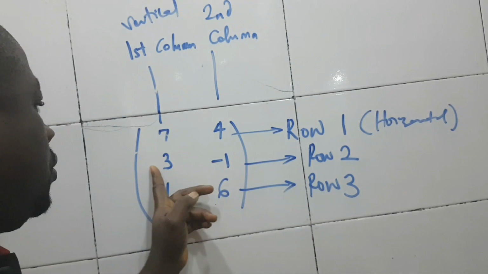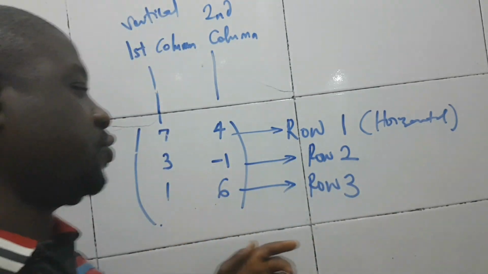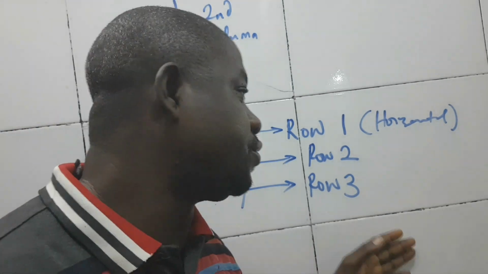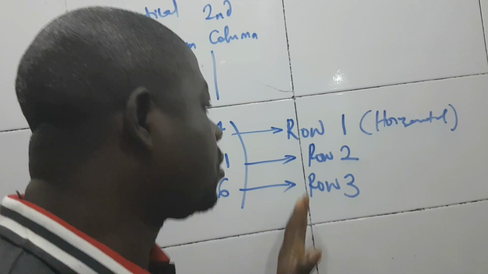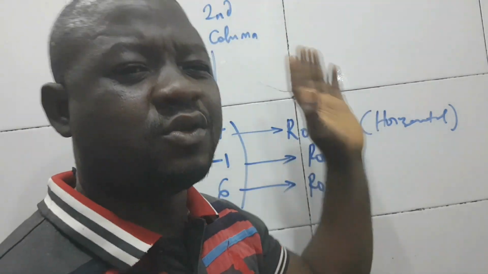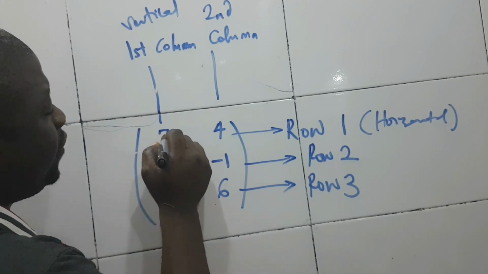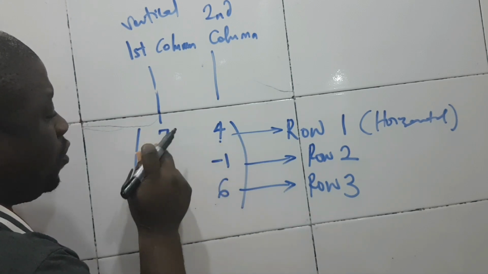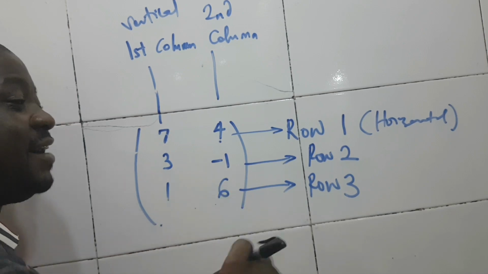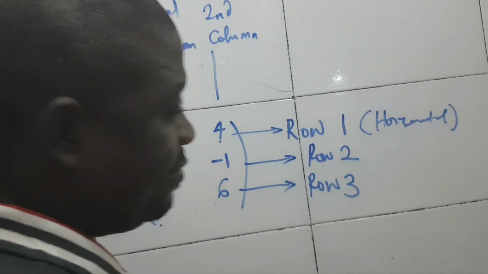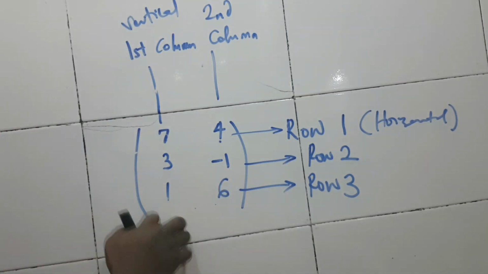First row, second row, third row. If I have more than that, fourth row, fifth row. So the same way, first column, second column, it can be third column, and so on and so forth. It's very clear. So the figures that you have in this box, they are regarded as what? Elements. Now if I say, what are the elements in this?